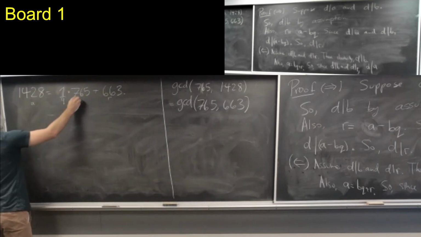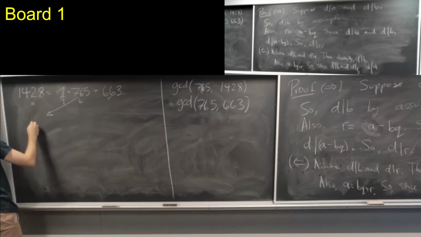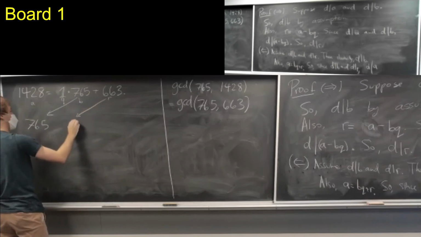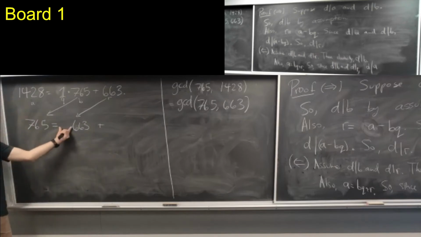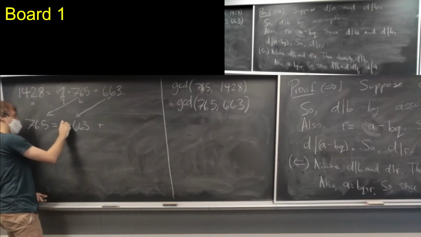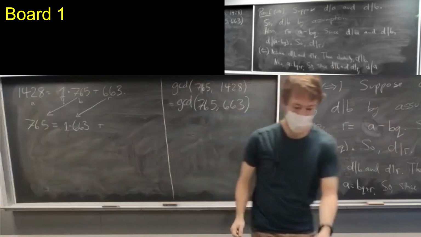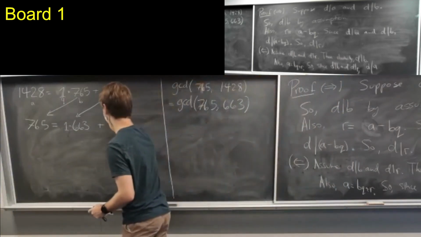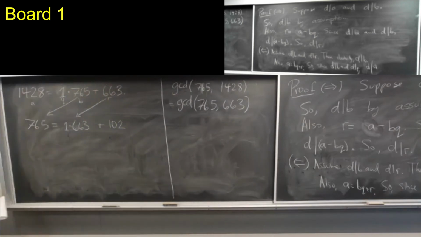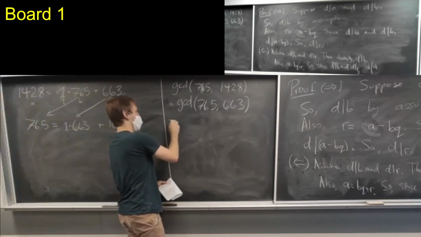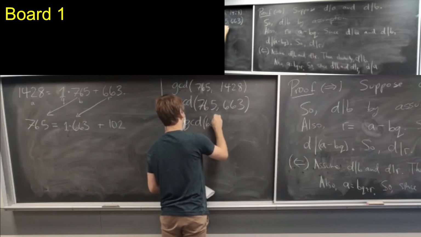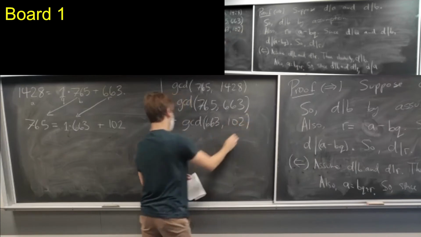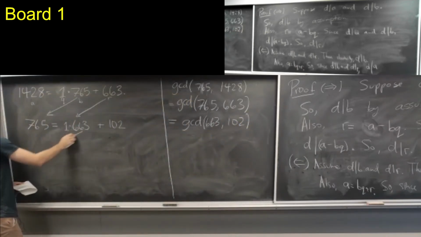So now what I do in the algorithm, I take my number from here, 765, and slide it over. I take the 663, slide it over. We want to compute the quotient and the remainder. This time the quotient's pretty clearly equal to 1, and the remainder is 102. So now we can use our proposition again to get that this is the GCD of 663 and 102. Slide it over.